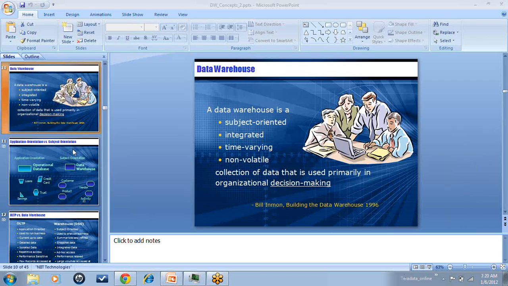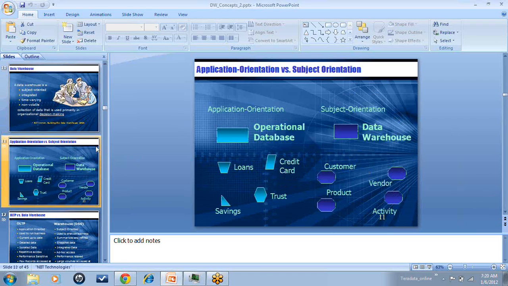Okay, so we will go ahead and see the rest of the topic, data warehousing concepts. Here is a pictorial representation of how an operational database would look and how a data warehouse would be designed. In the operational database, all applications are based on functionality.